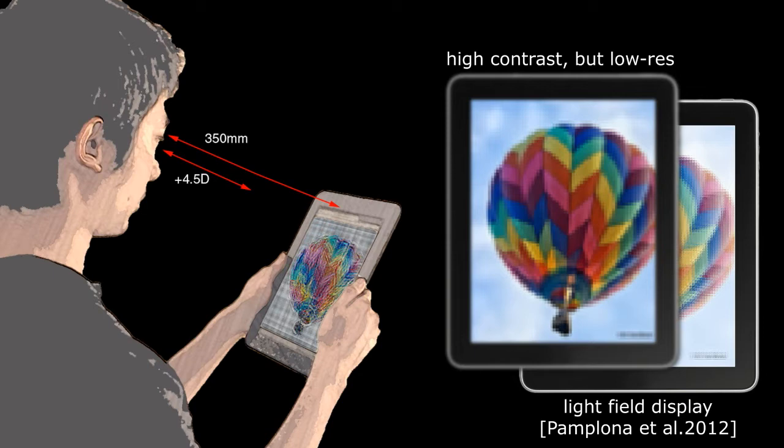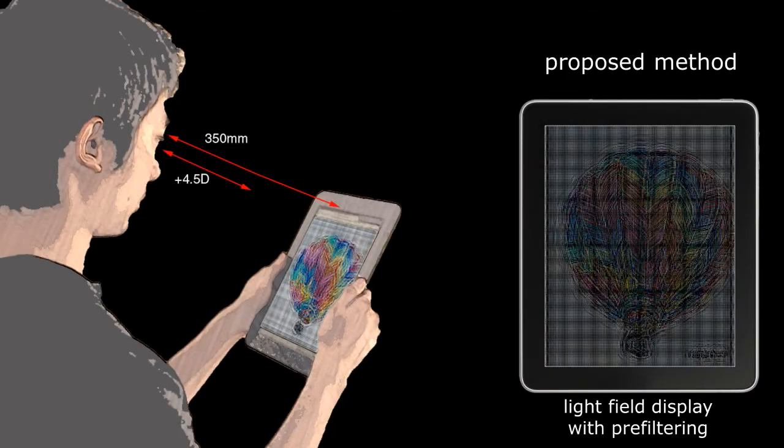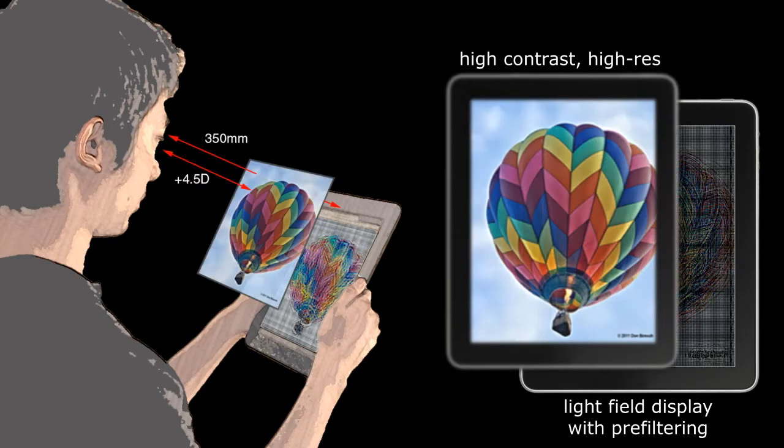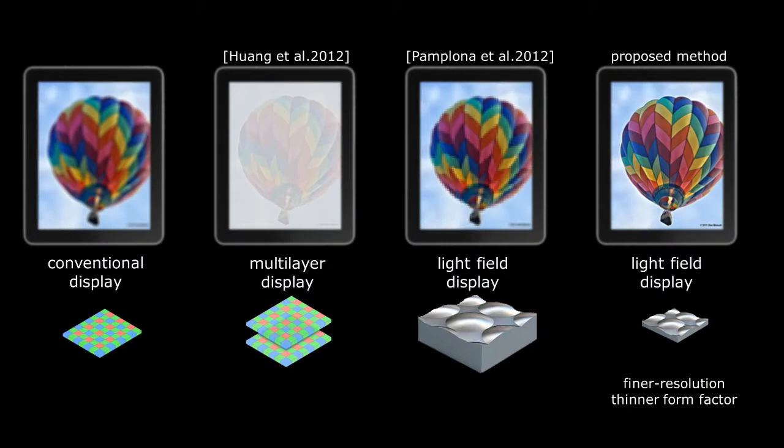Due to the spatial angular trade-off of the hardware, we have developed a pre-filtered light field display, which enables the received image to have both high resolution and high contrast. We use a finer lenslet array and have a thinner form factor than the prior light field solution.